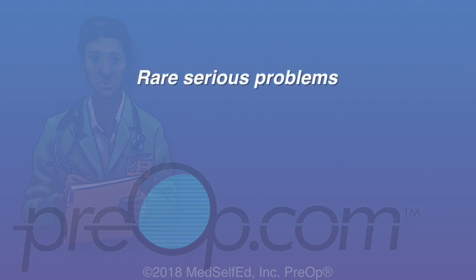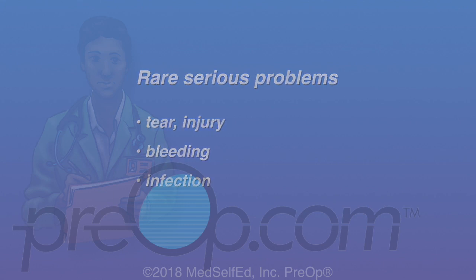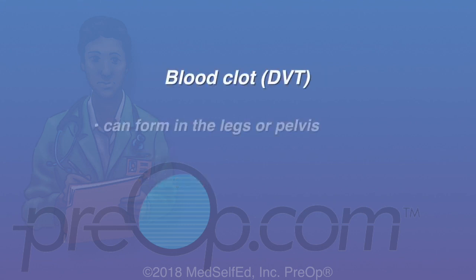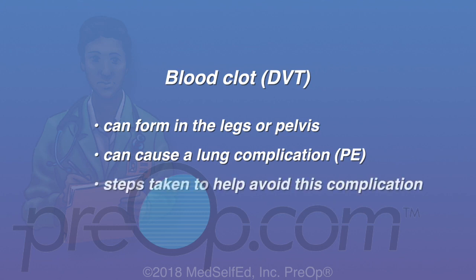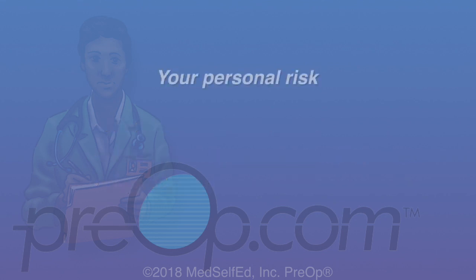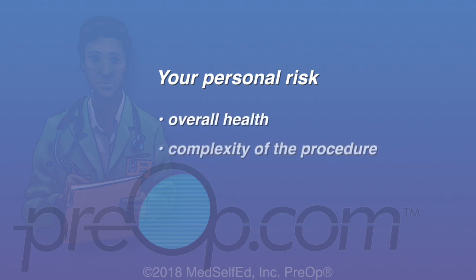Rarely, serious problems may occur, such as a tear or an injury to the upper GI tract. Severe bleeding or infection may result. A blood clot or DVT can form in the legs or pelvis during or after any surgery. It can cause a lung complication called a PE, or pulmonary embolism. Steps are taken by your care team to help avoid this complication. Your personal risk of complication relates to your overall health, the complexity of the procedure, and experience of your physician.